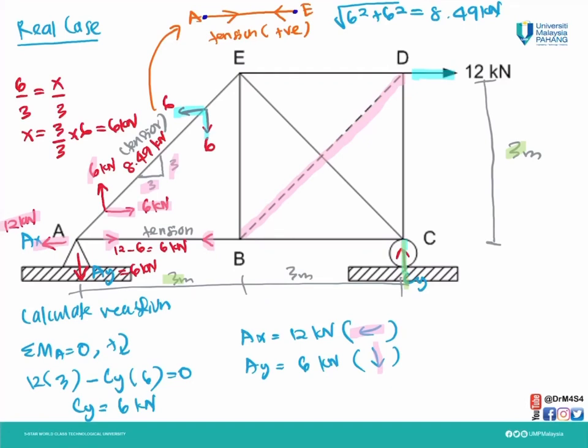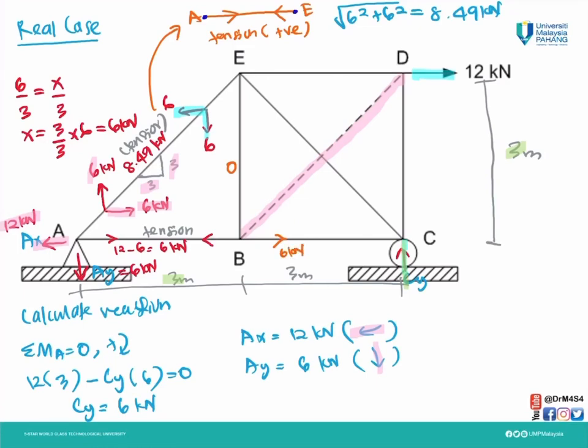Now let's look at joint B. At joint B, the force we have is only in the X direction from member AB with 6 kilonewton to the right. That means this is 6 kilonewton to the left. Since we only have X force, that means no force in member EB. This one is 6 kilonewton to the right.